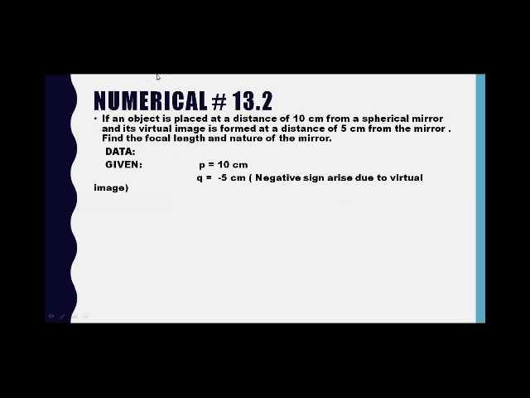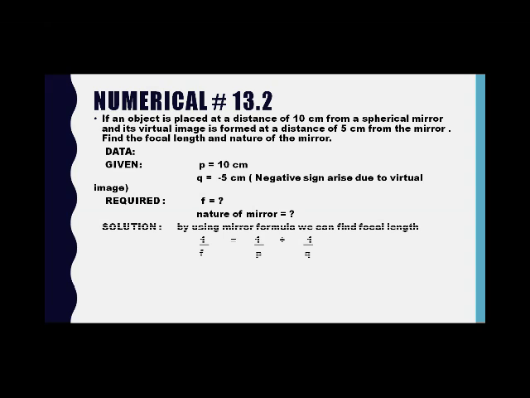So let's see here, according to my pointer, a virtual image is formed. So this value, 5 centimeter, will come in negative. This negative is also showing the direction of the image. Now the next thing required. What is required? Number one, focal length, and the second is the nature of the mirror.